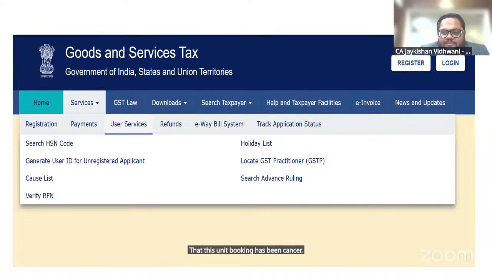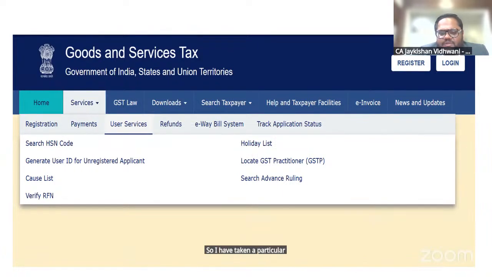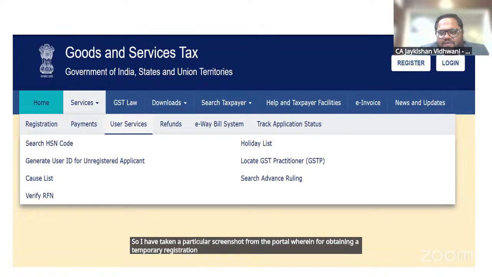So we all have applied for GST registration, where we generate a TRN and get the approval, either voluntarily or if we cross the threshold. There is a difference between that and the application for a temporary number for an unregistered person. I have taken a particular screenshot from the portal for obtaining a temporary registration just for the purpose of claiming a refund as an unregistered person.